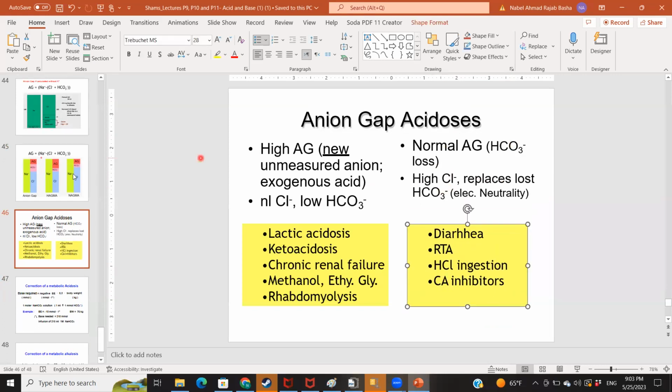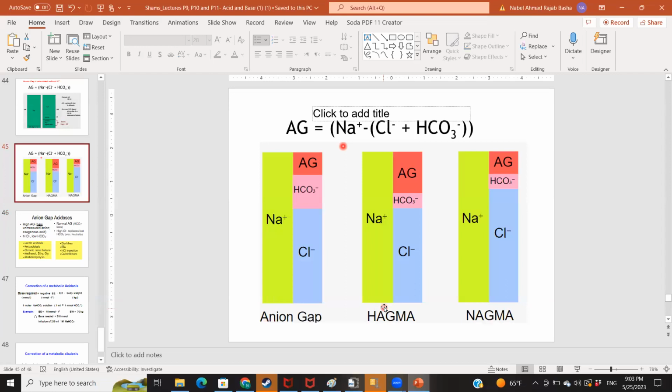Okay, now let's go back to explain the high anion gap metabolic acidosis. So what happens in high anion gap metabolic acidosis? Just like in every other acidosis, bicarbonate is decreased. Here is the normal bar of bicarbonate, and so who's maintaining the negative charge? Who's correcting the electron neutrality? It's actually the acid that came in the first place and caused this disturbance.